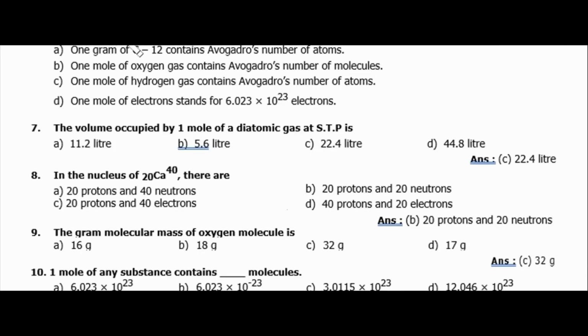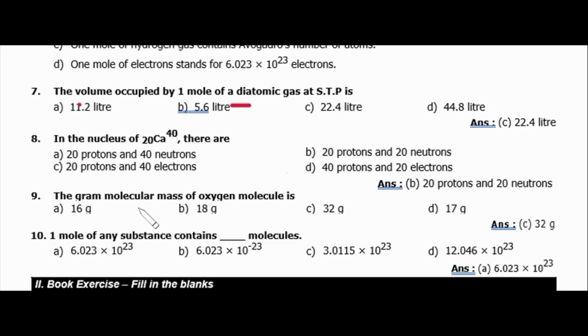Next, sixth question. Which of the following statements is incorrect? The answer is 1 mole of electrons stands for 6.023 into 10 power 23 electrons. Next, seventh one. The volume occupied by 1 mole of diatomic gas at STP is, answer 22.4 liter. Eighth one. In the nucleus of 20Ca40, there are, answer, 20 protons and 20 neutrons. Ninth one. The gram molecular mass of oxygen molecule is dash, answer 32 gram. Tenth one. 1 mole of any substance contains dash molecules. Answer 6.023 into 10 to the power 23.